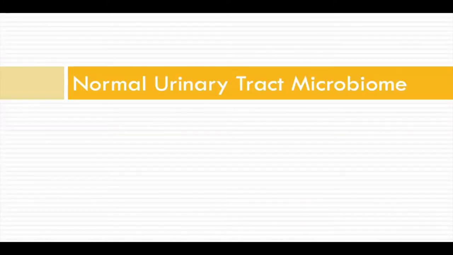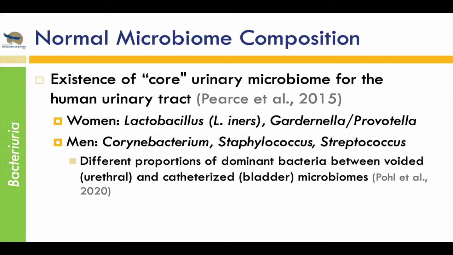But first, before we can talk about pathology, we have to talk about normal, or so-called normal. So we've discussed that there's ample evidence to say that there's definitely a microbial community in the healthy bladder. But as I alluded to before, compared to the microbiome of other body sites, the urinary microbiome is relatively poorly characterized and understood. Most of the research we have comes from studies looking at women with urinary symptoms and then comparing them with asymptomatic women.